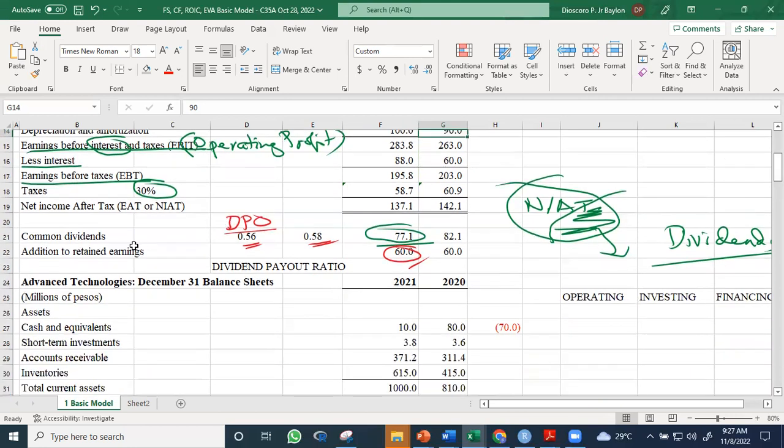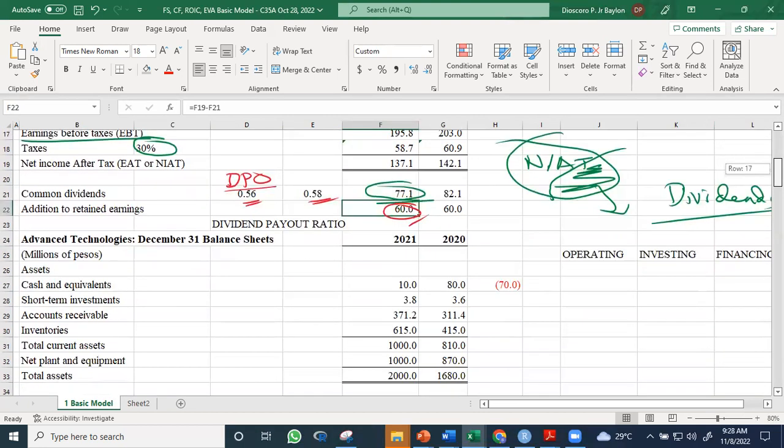And then here you have management, or the board of directors, in this case, decided to distribute some of the earnings to the shareholders. So from the net income after tax, we deduct the dividends to be distributed to the shareholders. So what appears here is now your addition to retained earnings, which is obtained by subtracting the common dividends from the net income after tax.